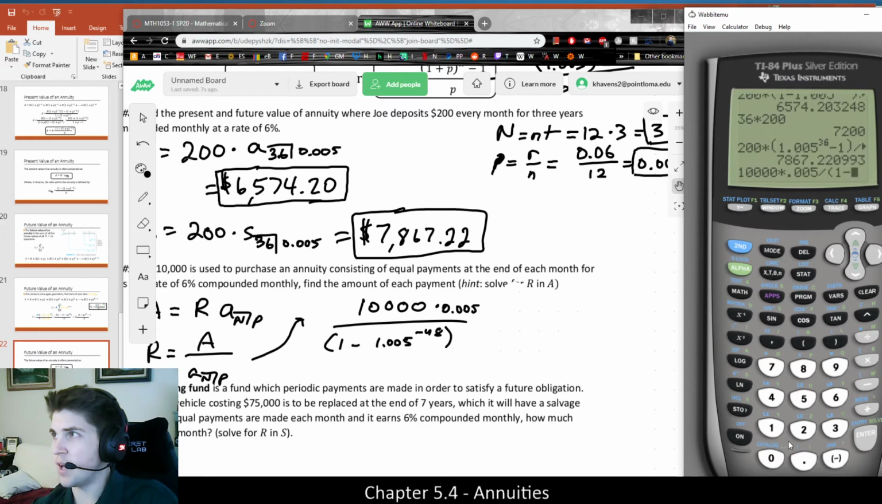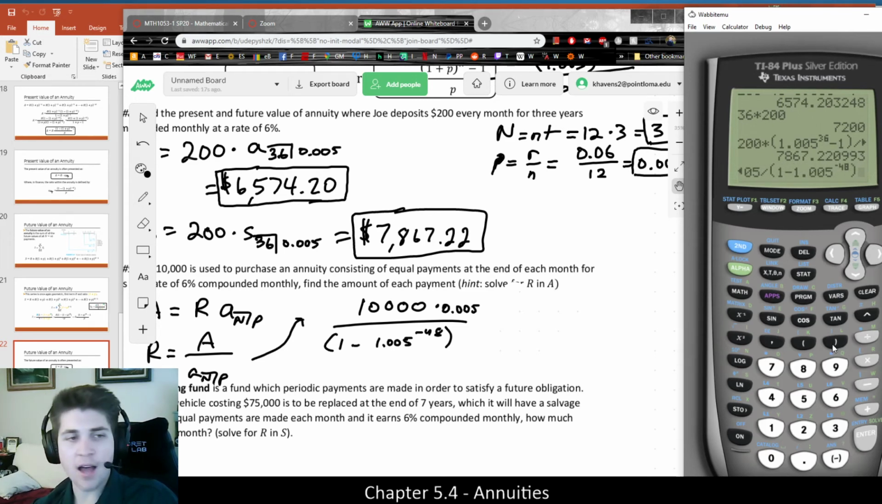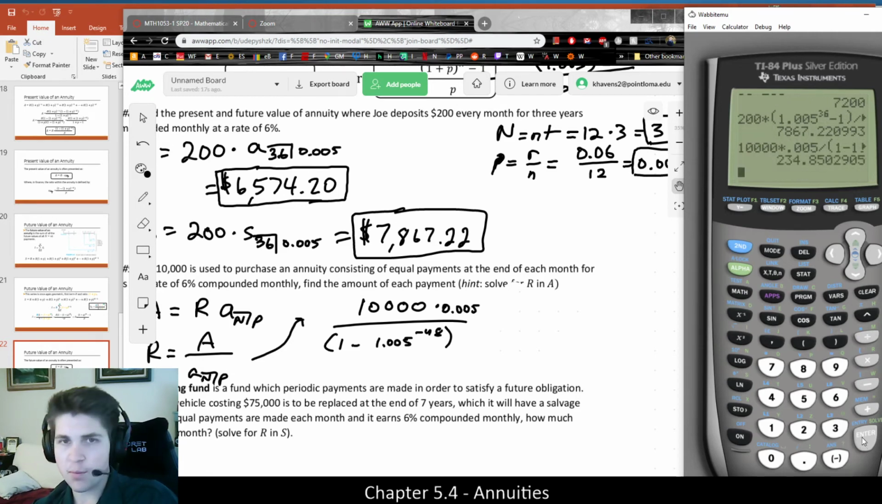And notice the parentheses that I'm using; be very careful with them. What I strongly suggest you do is try it yourself and see if you're coming up with the same answer. And if not, check your parentheses and your various calculations in your calculator, because that is an easy spot to mess up. But that would leave us with $234.85.